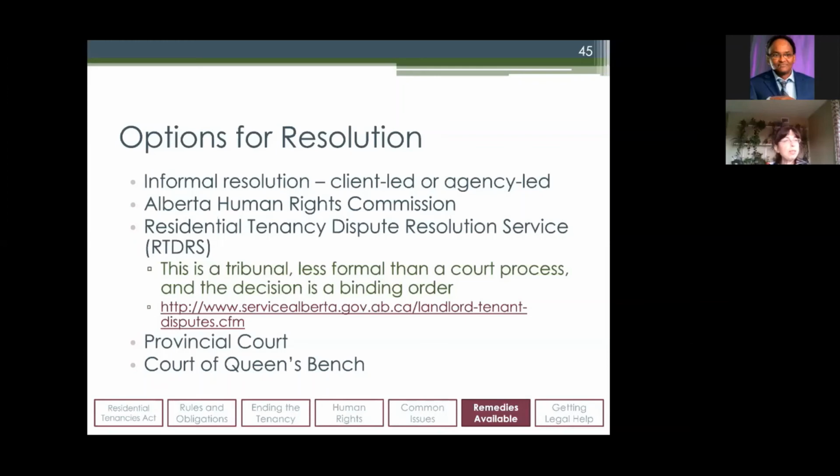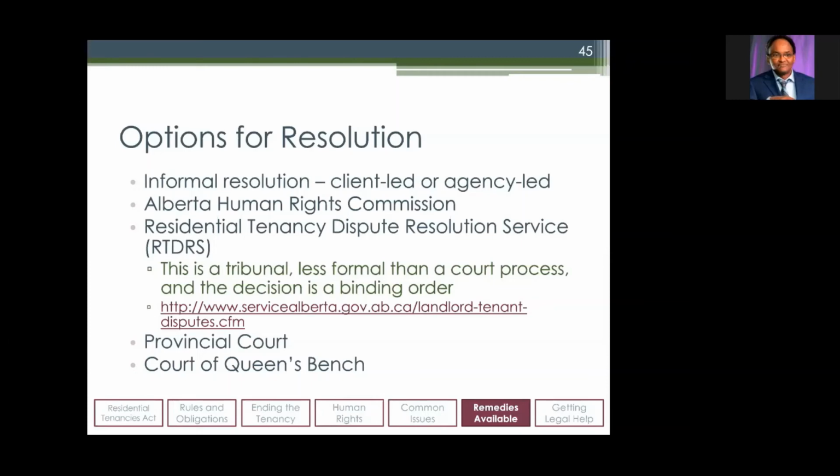Situations where RTDRS can't help: if you are looking for compensation that is higher than $50,000, for example to do some really nice repairs and make it livable. RTDRS cannot give you more than $50,000 back. They won't order that the landlord pays that money.